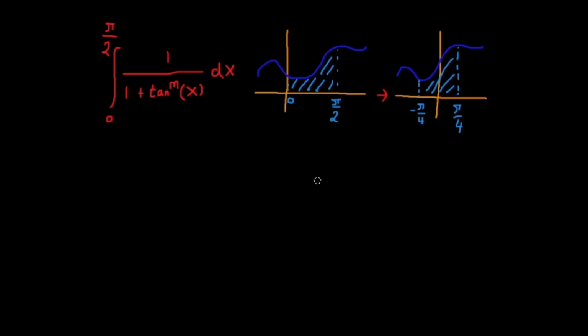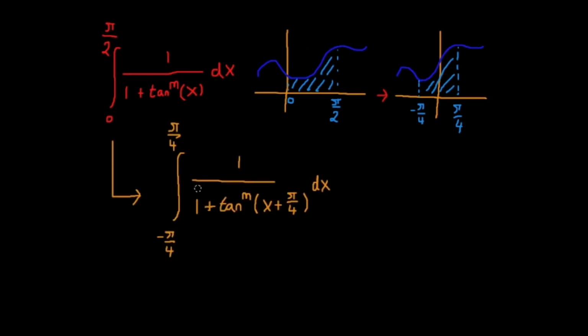And to make sure that the integral represents the same thing, I need to shift the function by pi over 4 to the left. So to do that, the bounds become this, and we have to have this plus pi over 4 term when we're inside the brackets. So we've shifted everything. This is our new integral.